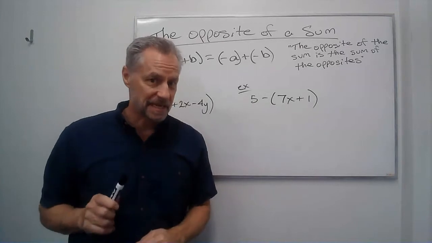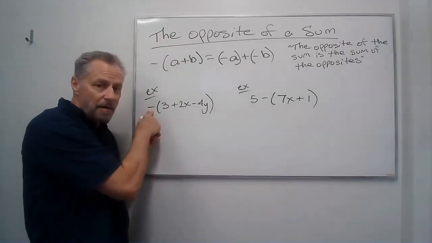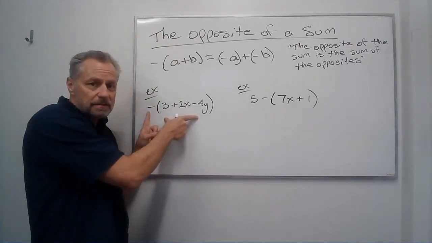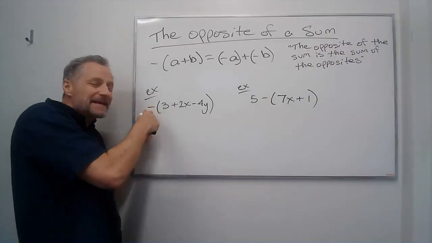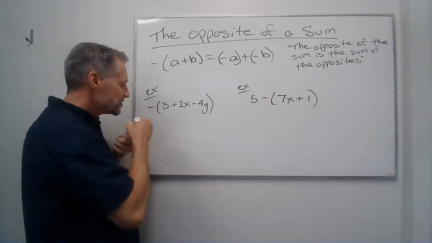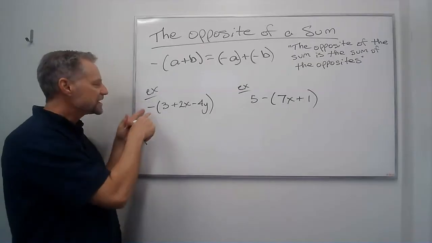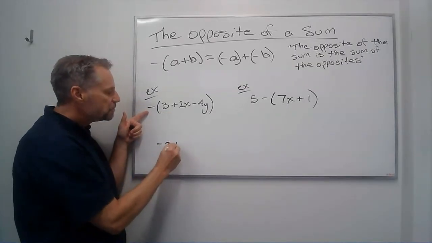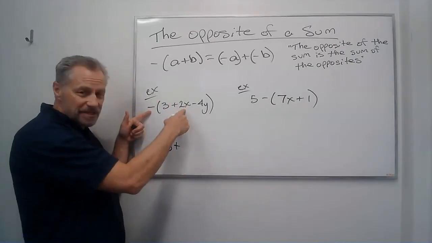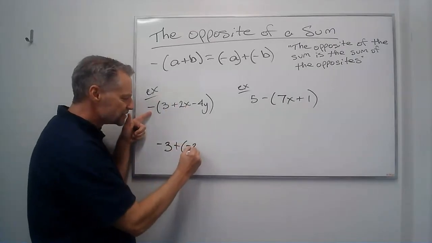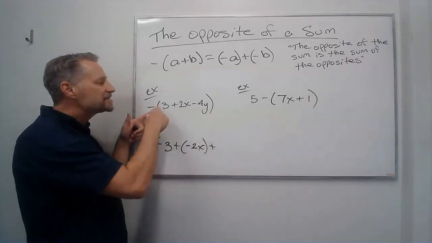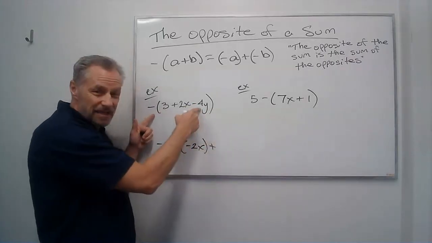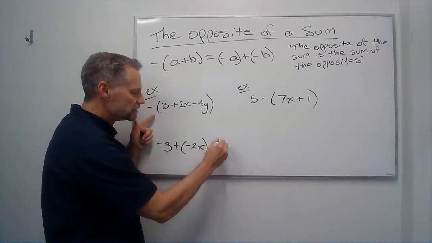Let's look at some examples. So I've got the opposite of this stuff here. Remember, what I'm going to do is add the opposite of each of these. So I'm going to do it down here. I'm going to leave some room. I'll show you why in a second. But the opposite of 3 is negative 3, plus the opposite of 2x is negative 2x, plus the opposite of negative 4y is positive 4y.